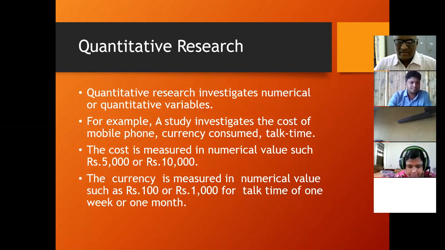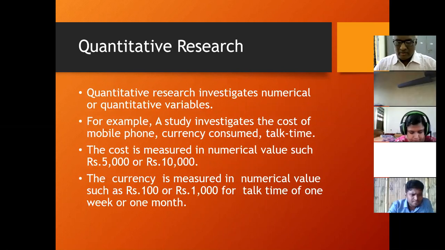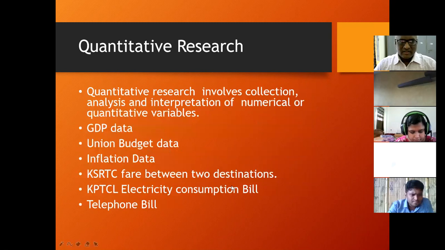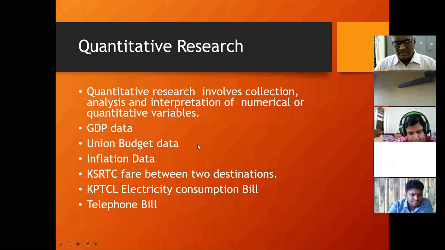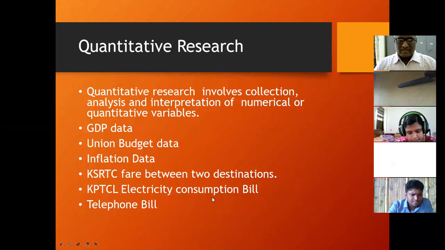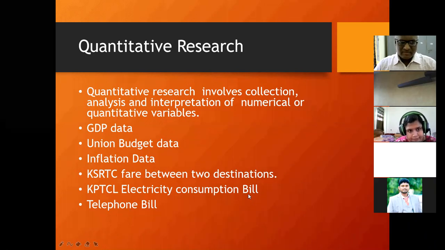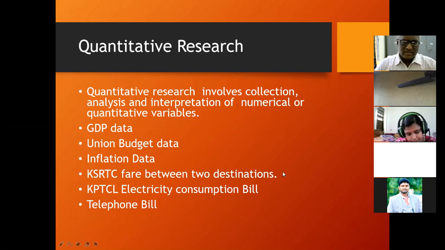Means once we studied who owns the mobile phone, male or female, rural or urban, against these variables, we have also collected the data regarding the cost of the mobile phone and the currency of the amount. Some of the quantitative research data: GDP data of the government, union budget data, inflation data, KSRTC fare between two destinations, KPTCL electricity consumption bill, telephone bill. We get a lot of variables, data regarding these things. They are quantitative variables we see every day.